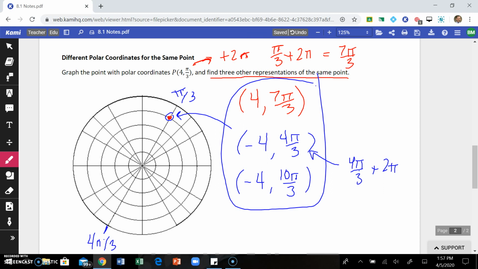There are infinitely many. You could keep adding 2 pi, you could subtract 2 pi. When you subtract 2 pi, you could introduce some negative angles there that may make more sense than some of them that I wrote. But there are a lot of different ways I can call that point, and that's kind of unique with the polar coordinate system and something we can't do with Cartesian coordinates.